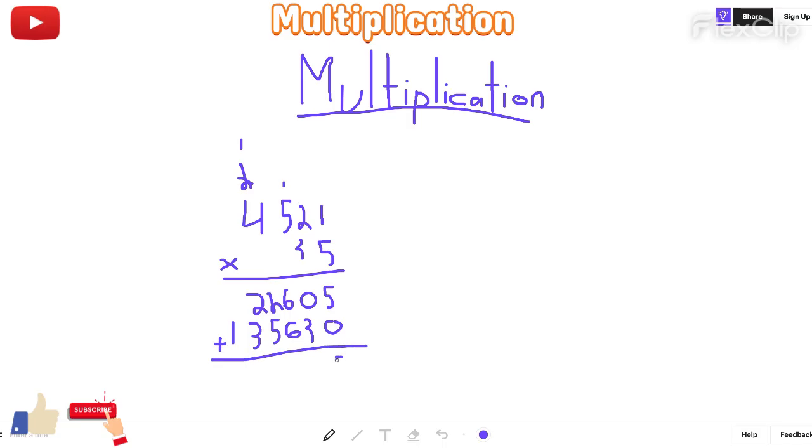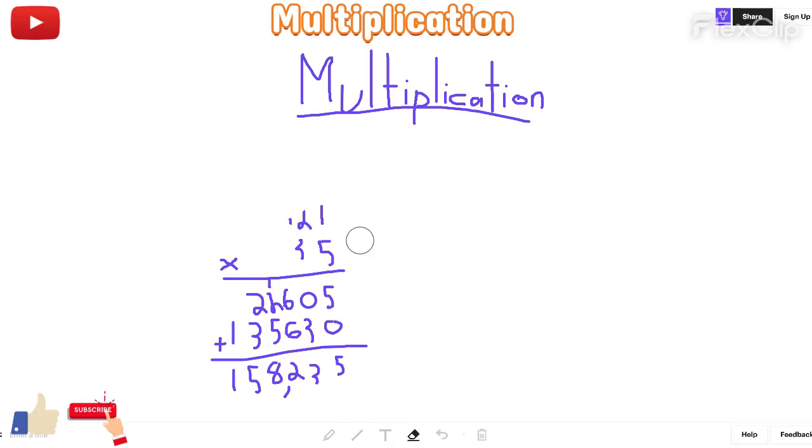5 plus 0, 5. 3 plus 0, 3. 6 plus 6, 12. 5 plus 2 equals 7, plus 1 equals 8. Then we do 3 plus 2 equals 5. And then we place the 1. Then we draw our commas, and it's 158,235.